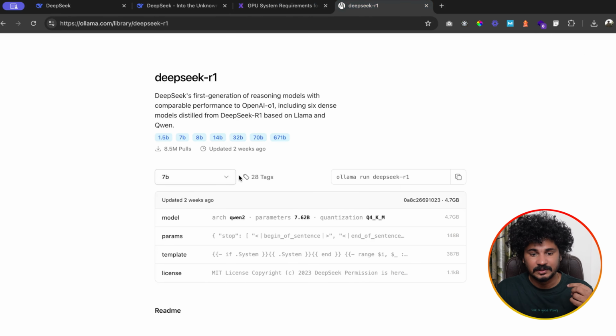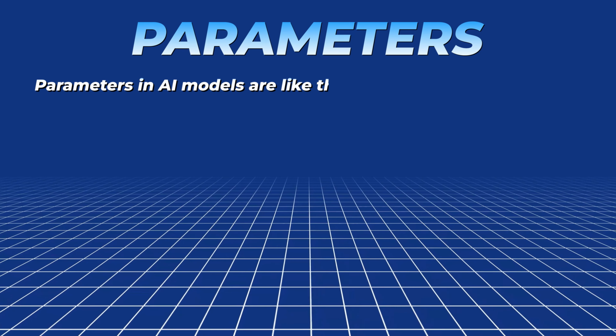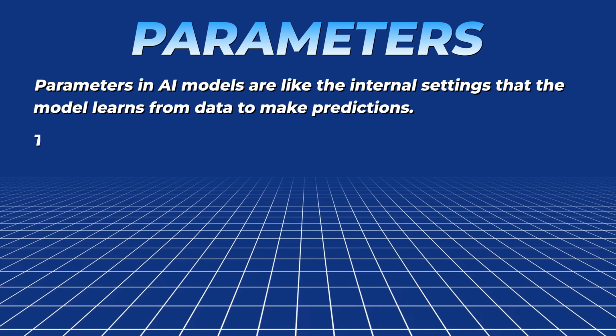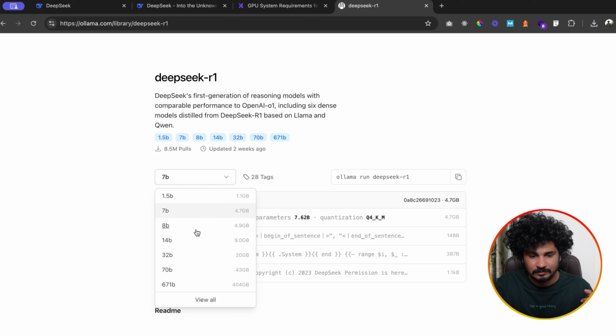But what is this parameter, right? You see this 1.5B, 7B, 8B, 14B. Parameters in AI models are like the internal settings that the model learns from data to make predictions. Think of them like the adjustable weights that the model tweaks to improve accuracy. So as the number of parameters increases, we will need higher level GPUs, and the size of the model will also increase. So for testing purposes, we can either go with the 1.5 billion, 7 billion, or 8 billion parameter model.